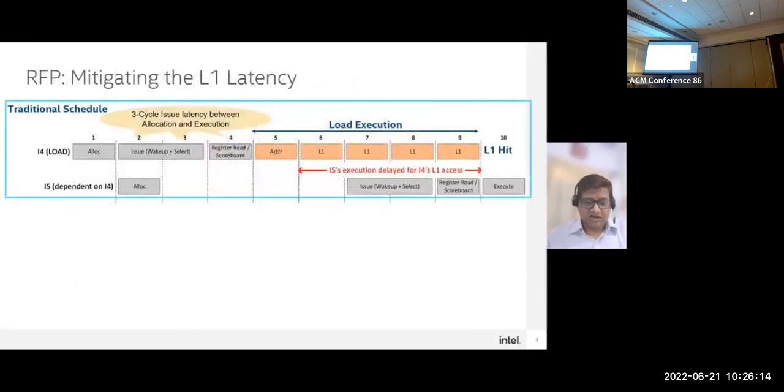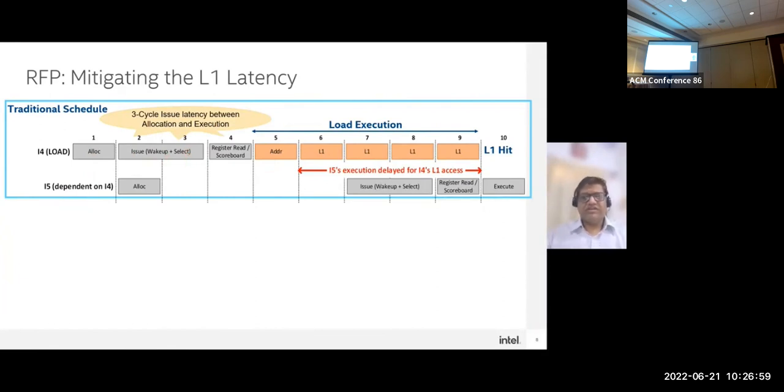Before discussing how register file prefetching mitigates the L1 cache latency, I briefly present how a load and its dependent are scheduled in a traditional out-of-order pipeline. This would set the stage for register file prefetching. In this figure, the load I4 is allocated in cycle 1 and starts its execution in cycle 5 with its address computation, followed by L1 data cache access in cycle 6 to 9. There is a minimum of 3 cycle delay between a UOP's allocation and its execution because of the multi-cycle speculative wake up and select issue stages.